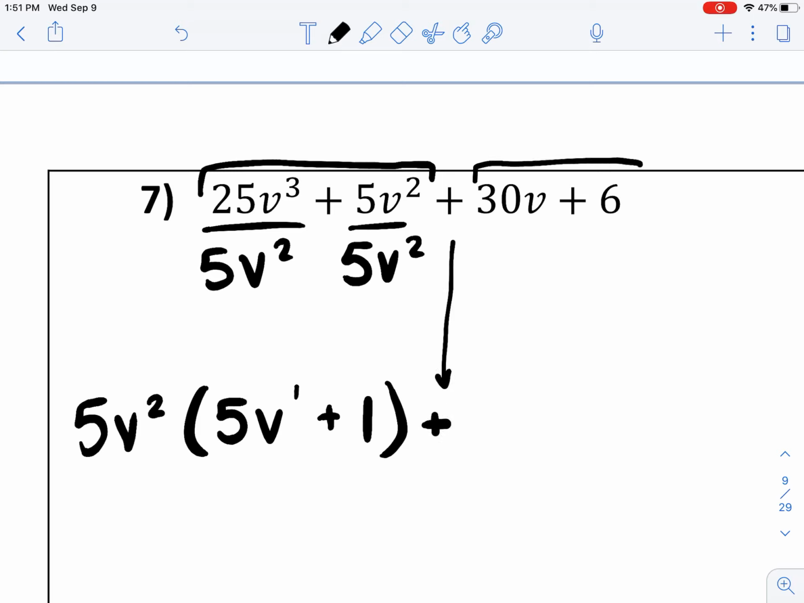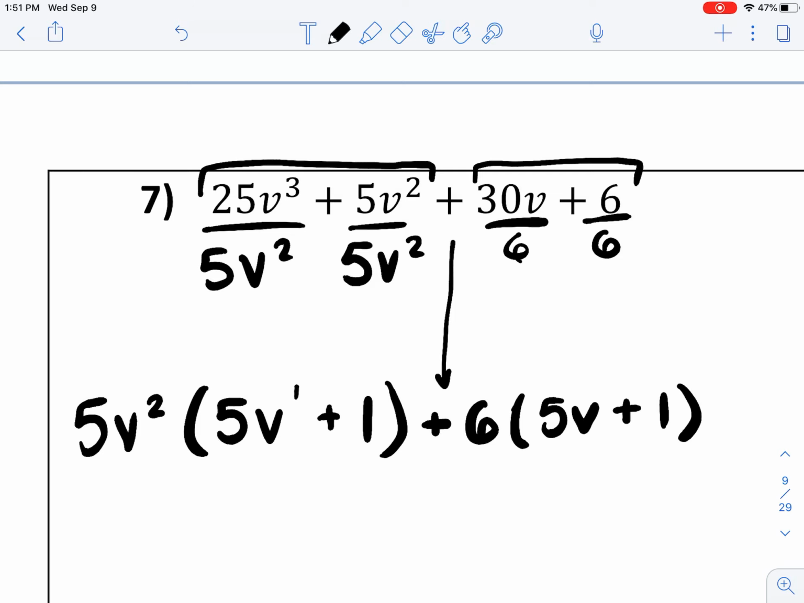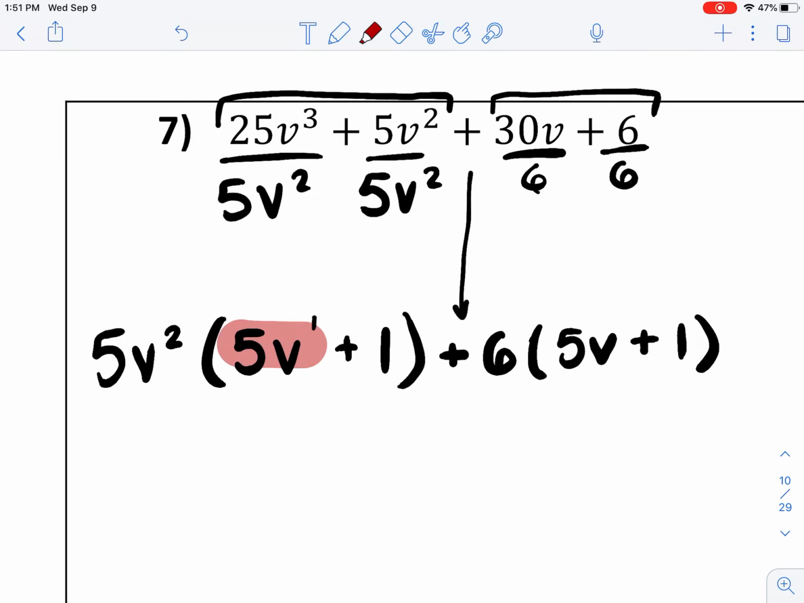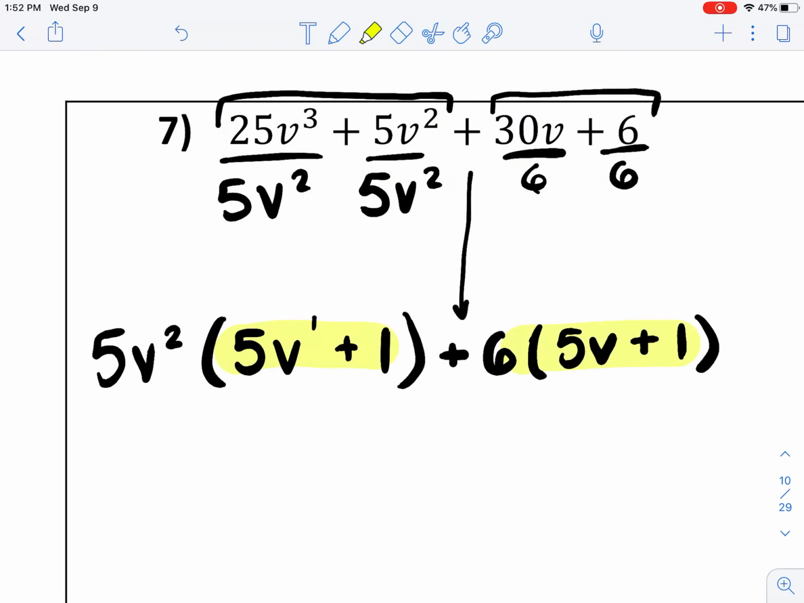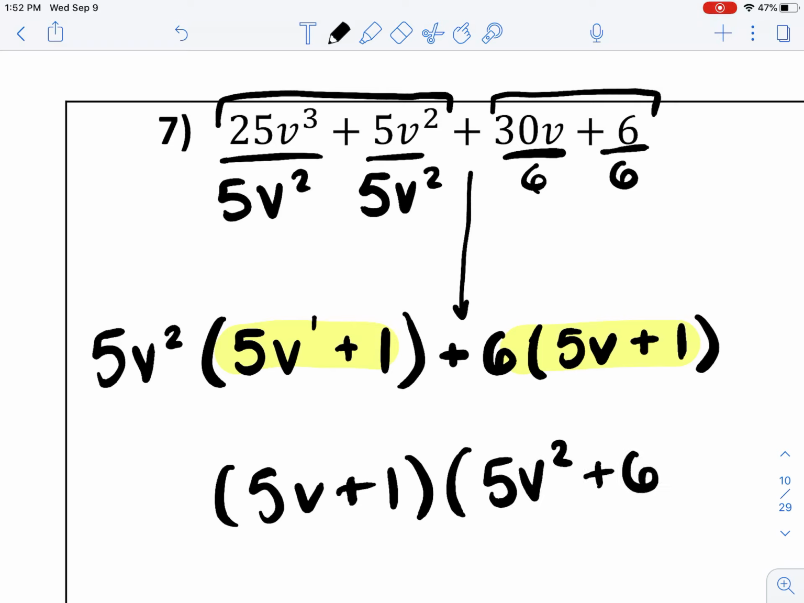And the GCF of 30 and 6 is 6. So I will be dividing by 6. No variable this time because the last term doesn't have a variable, therefore my GCF cannot have a variable. When I do 30v divided by 6, I get 5v, and 6 divided by 6 is 1. And now these match, so I can pull them out. 5v plus 1, and I'm left over with 5v squared plus 6.